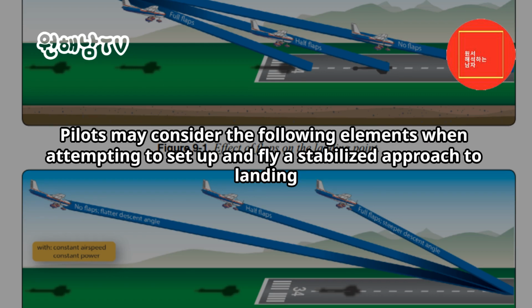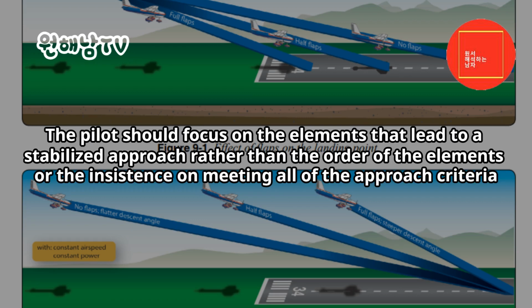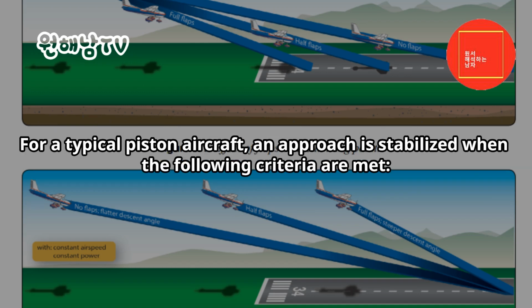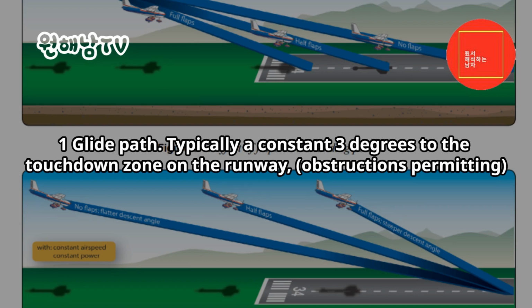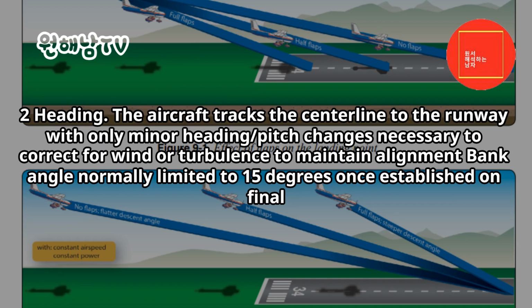Pilots may consider the following elements when attempting to set up and fly a stabilized approach to landing. The pilot should focus on the elements that lead to a stabilized approach, rather than the order of the elements or the insistence on meeting all of the approach criteria. For a typical piston aircraft, an approach is stabilized when the following criteria are met. 1. Glide path. Typically a constant 3 degrees to the touchdown zone on the runway, obstructions permitting. 2. Heading. The aircraft tracks the centerline to the runway with only minor heading changes necessary to correct for wind or turbulence to maintain alignment.